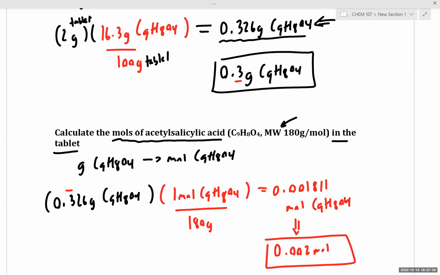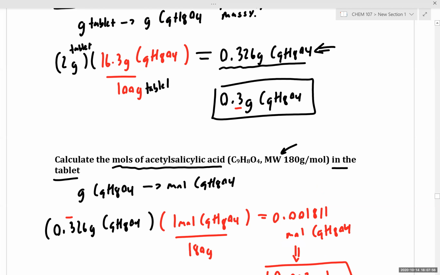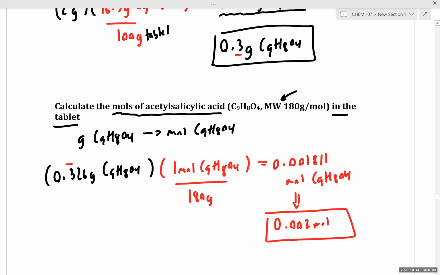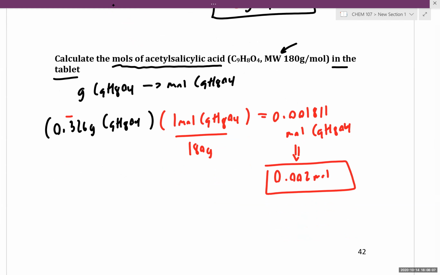Does this make sense to everyone so far? Can I get some confirmation in the chat that everyone's comfortable with how we've approached and solved this problem so far? Yes. Perfect. With the significant figures. Yes, because our original mass of the tablet had 1 sig fig, all of our, oh, with the 2 grams. Okay, that makes sense now. Perfect. Thank you. So let's keep going with this example.